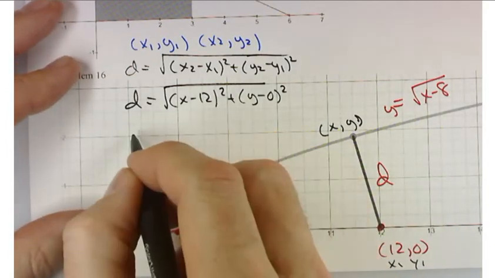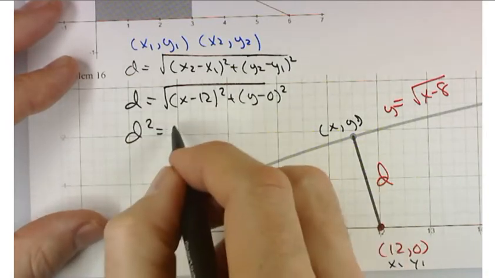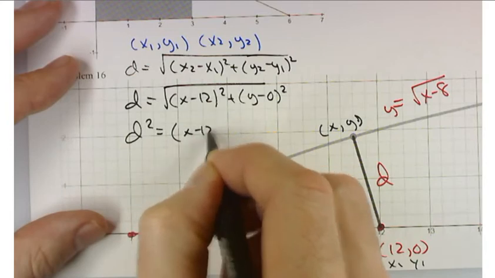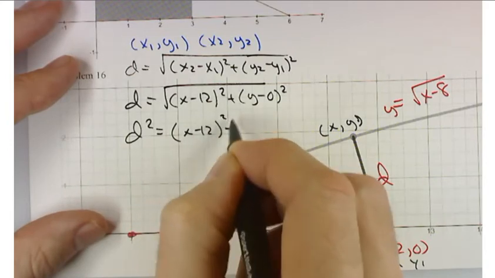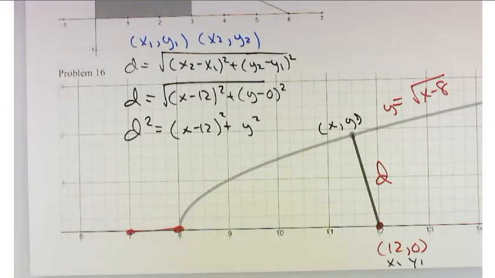Minimizing the distance is also going to give us the same point as minimizing the square of the distance. So if I square both sides, then this problem becomes a little bit easier because I get rid of the square root. Minimizing the square of the distance is going to lead to the same conclusion.